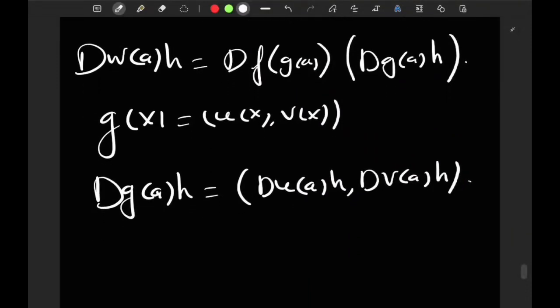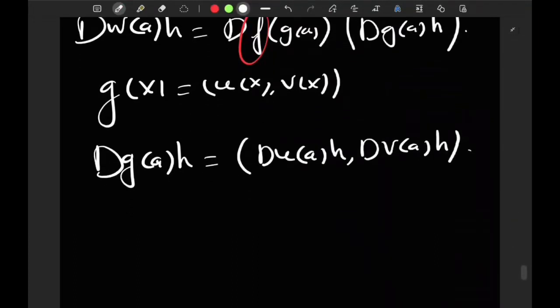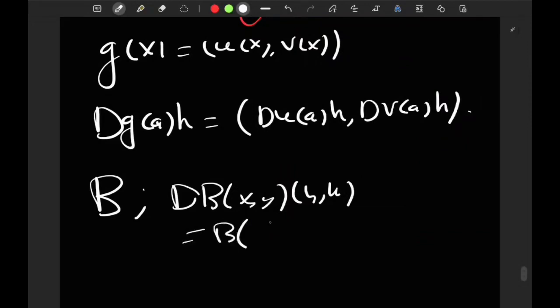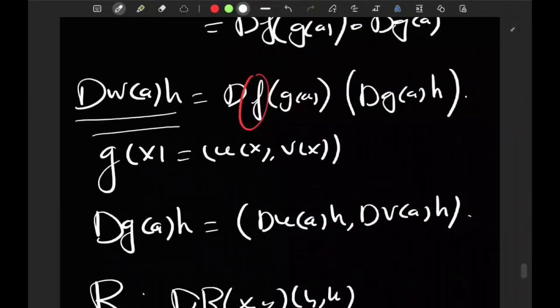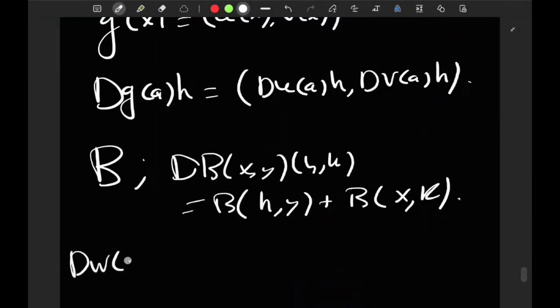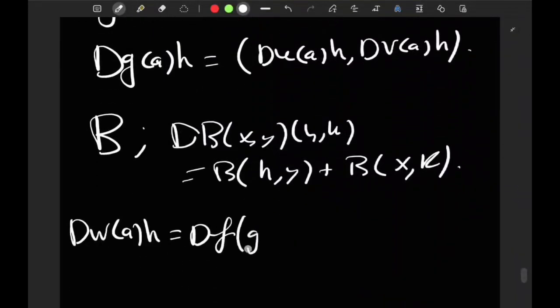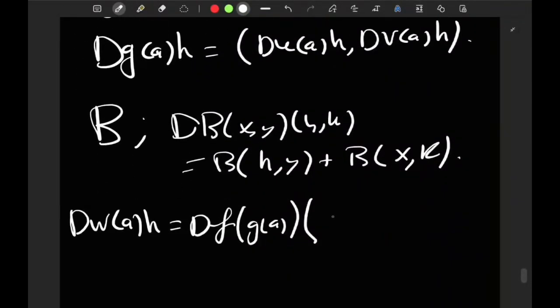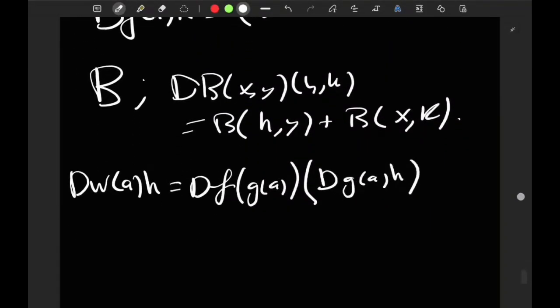And well, F is a bilinear map. And we know that a bilinear map has a special derivative. If a map B is bilinear, then dB at (x,y) applied to (h,k) is just B of (h,y) plus B of (x,k). So now dW at A H, which is dF again at G of A, applied to dG at A H, well, write this explicit.